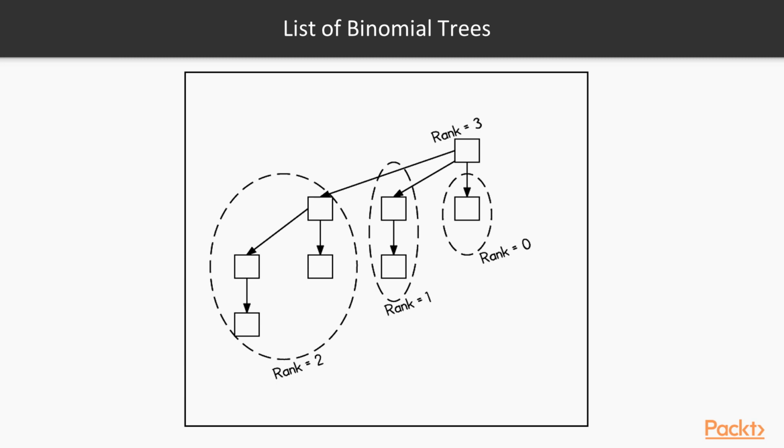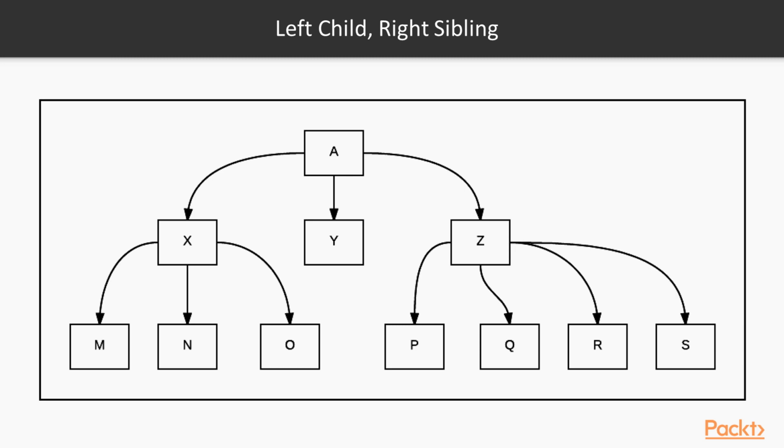You can also look at a binomial tree as a list of binary trees, as illustrated in this figure, which shows a binomial tree of rank 3. If we leave out the top node, we have binomial trees of ranks 2, 1 and 0. How could we express the previous data structure?